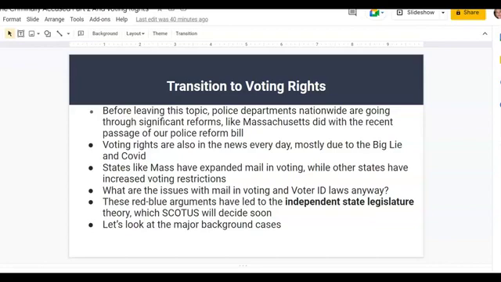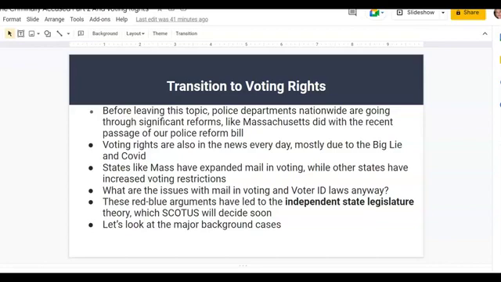So, speaking of the news, voting rights are also in the news every day, mostly because a lot of states are passing more restrictive voting rights legislation. The big lie is still in the news every day because of the January 6 hearings. The big lie referring to the claim that the 2020 election was stolen. There have been some conspiracy theory videos that have been put on YouTube that have been disproven.